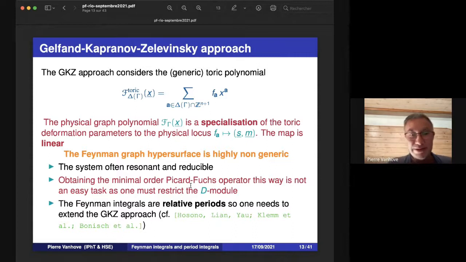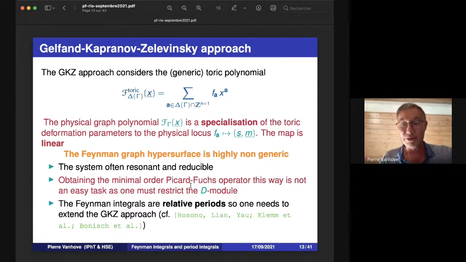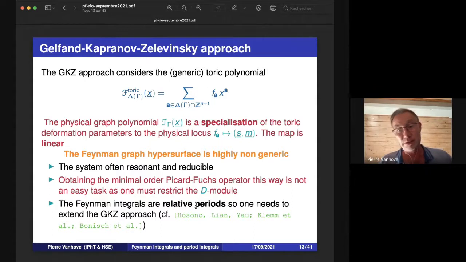So this reduction of the D-module is, in a sense, a question of computing the minimal dimension of the annihilator of your differential form. That is one thing. And the second thing, as I said, is that you have to look at relative periods. The reason is what I said about the real integral you want to compute: it is not a period integral in a strict sense, because you have this very specific domain of integration.